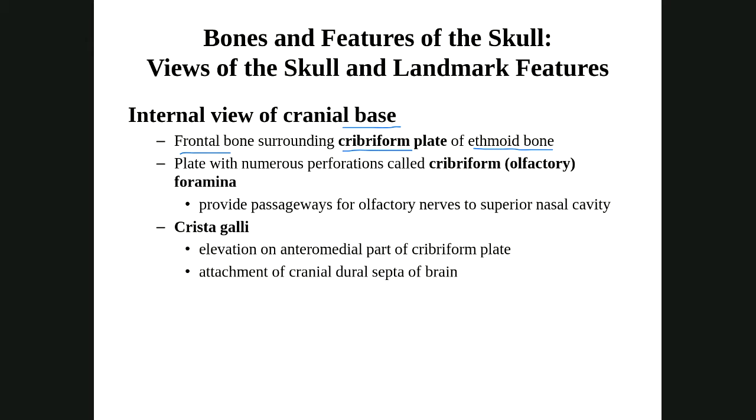The cribriform plate is essentially this area that surrounds the ethmoid bone and has all these holes in it. And all these holes are spaces so olfactory neurons can travel down into the ethmoid bone, and they're found to be at the top of your nasal cavity.